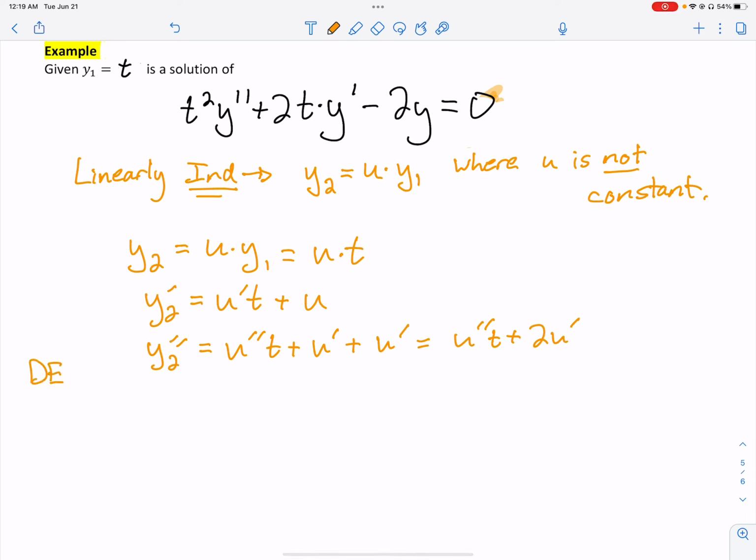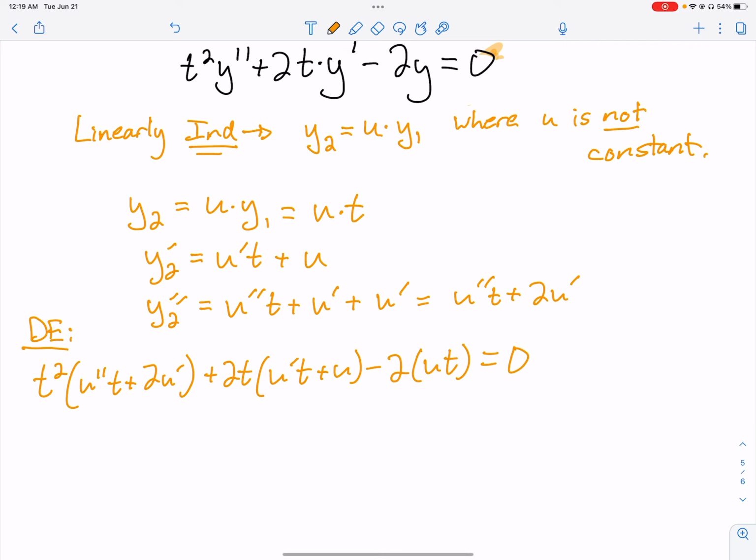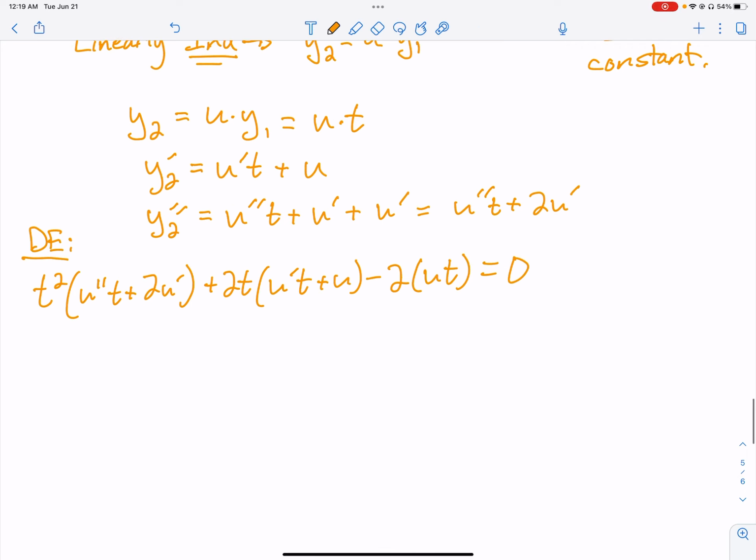Now I take the ODE, and I'm going to plug in all this stuff. So t squared times, okay, we get u double prime t plus 2u prime, plus 2t, fill in y prime, so it's u prime t plus u, and then minus 2 times y, which was just ut, and this is equal to 0. All right, let's multiply everything out. We get u double prime t to the third plus 2u prime t squared plus 2u prime t squared plus 2ut minus 2ut equals 0.